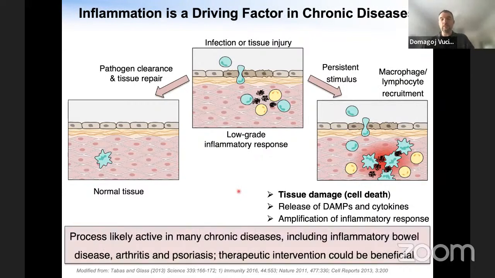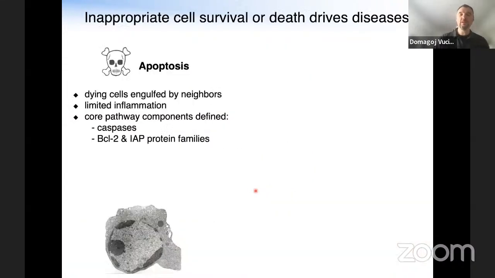And so this is a process that's active in many inflammatory diseases, such as inflammatory bowel diseases, arthritis, psoriasis, and so forth. And we believe there is need for therapeutic intervention in these cases. And you can tackle it from many perspectives. What I'm talking about is a cell death-based and tissue damage-based approach. Okay. And again, we're going to go back to cell death.